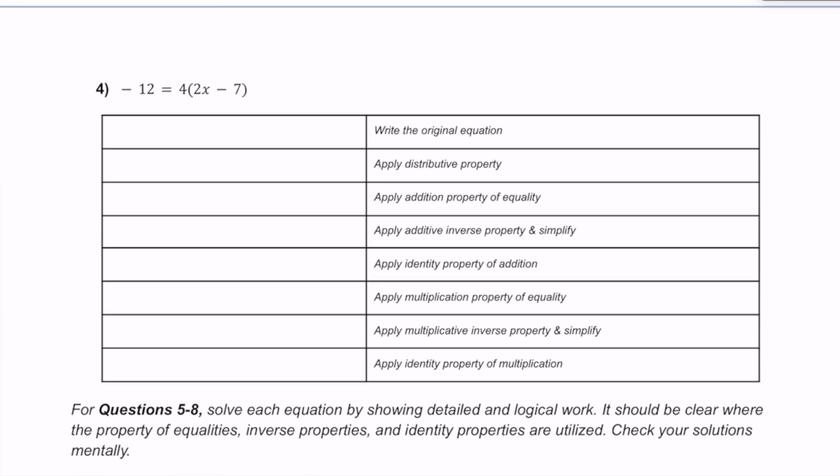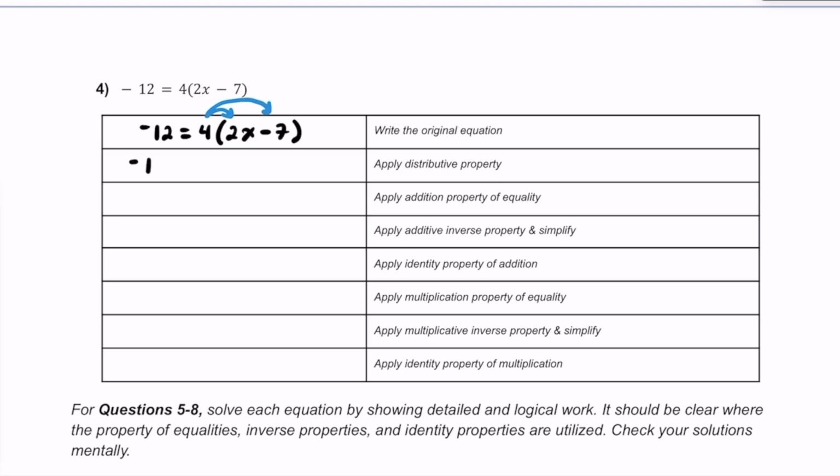In this one, for number 4, let's go ahead and write down the original equation. We have negative 12 is equal to 4 times the quantity 2x minus 7. So the first property we're going to use here is the distributive property. So let's go ahead and distribute. There are 4 of each of these terms on the inside here.